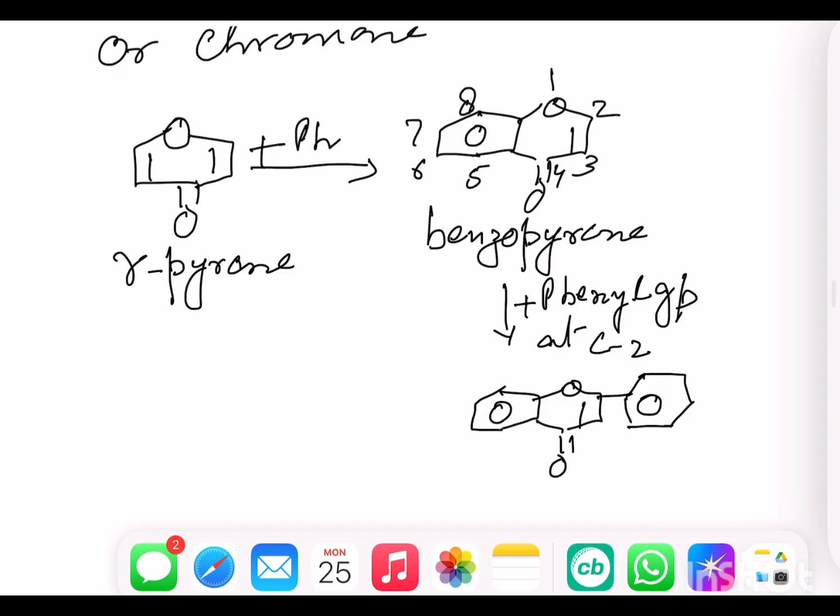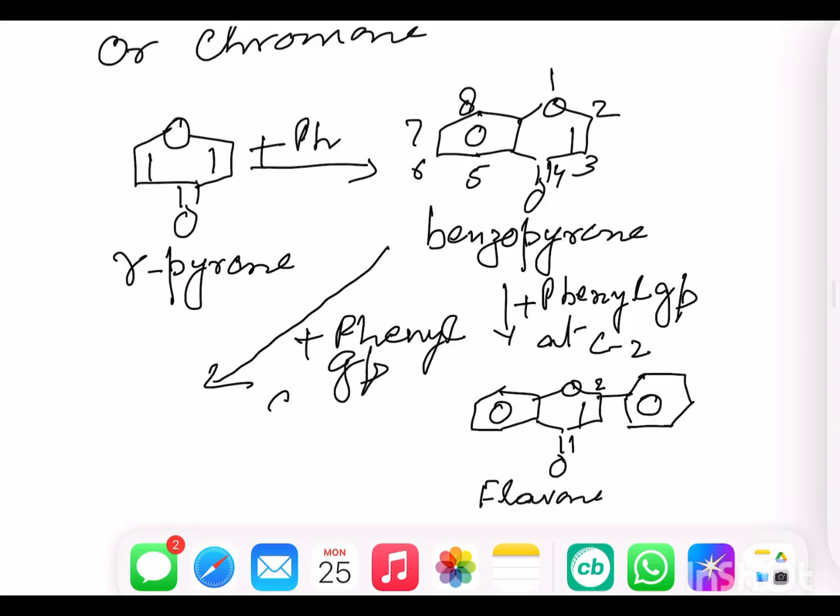When you add a phenyl at the C3 carbon, then it is called isoflavone. This is your C3 carbon. Then we call it isoflavone.